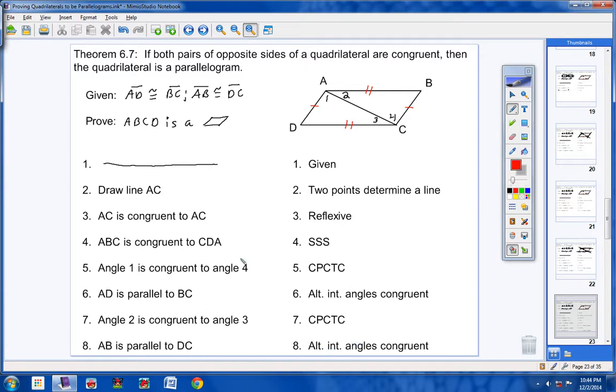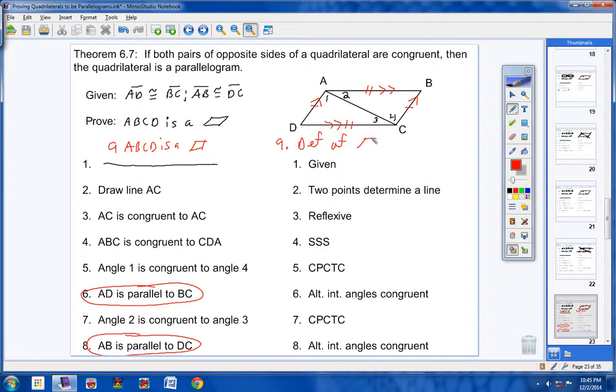So look, guys, look what I stated right here. So I'm going to mark that. Arrow here, arrow here. Look what I stated here. So two arrows here, two arrows here. Now I ran out of room, guys, so I couldn't put step 9 on here. But step 9 is ABCD is a what? Parallelogram. Because of the definition of a parallelogram. I mean, guys, look, as soon as I stated that this side here and this side here were parallel, and as soon as I stated that this side here and this side here were parallel, then by definition of a parallelogram, I know that ABCD is a parallelogram.